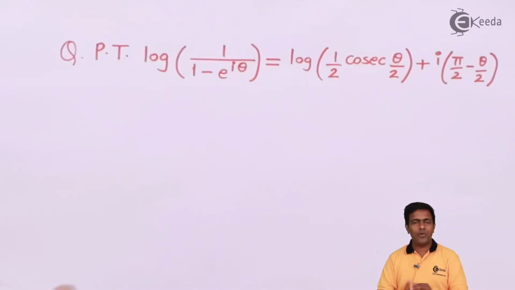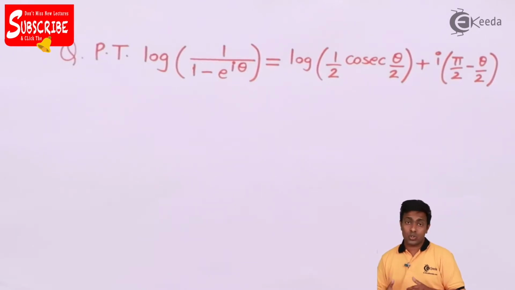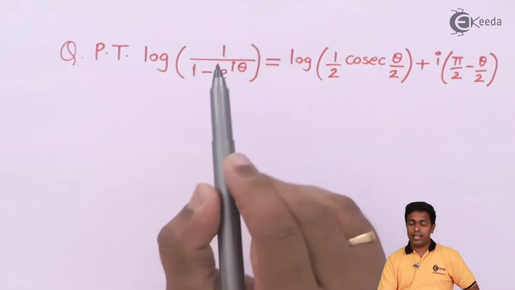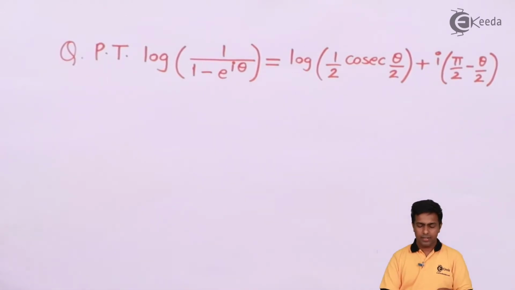So here we have to prove that log of 1 upon 1 minus e to the power I theta equals log of half cosec theta by 2 plus I into pi by 2 minus theta by 2. Now guys, to solve this problem, I'll first consider the left hand side and expand the value of e to the power I theta.